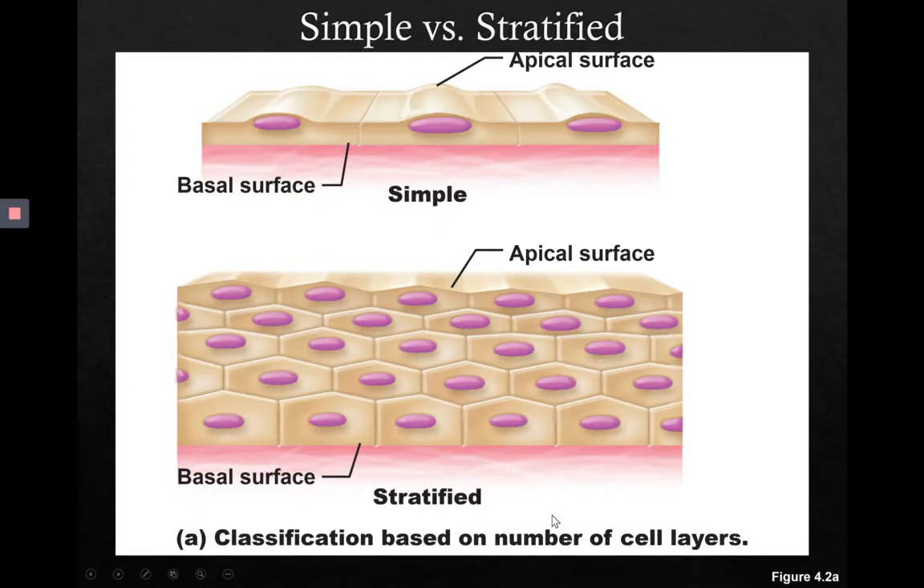Alright, so let's look at some other examples. So this is simple versus stratified. This is simple flat cells. So not only would this be simple epithelium, this would be simple squamous epithelium. Here's another example of stratified tissue, two or more layers. And if we look at the very top, the cells are flat, so this would actually be stratified squamous epithelium.